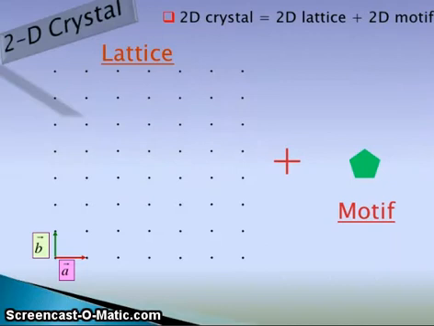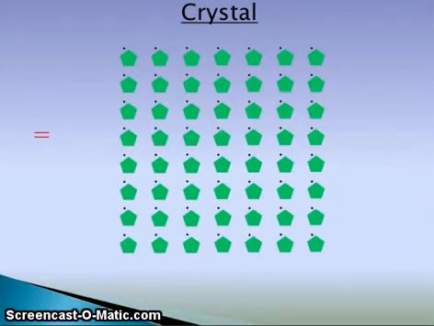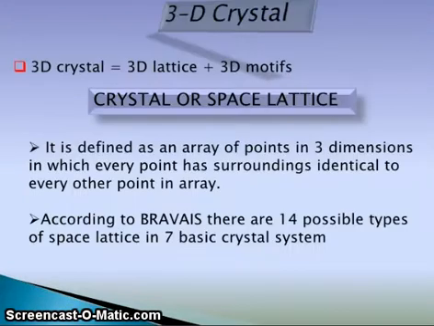2D crystal is equal to 2D lattice and 2D motif. You see the lattice with a and b, and the motif combined together forming crystals. You can see the motif, you can see the lattice. Now 3D crystal is equal to 3D lattice and 3D motif.